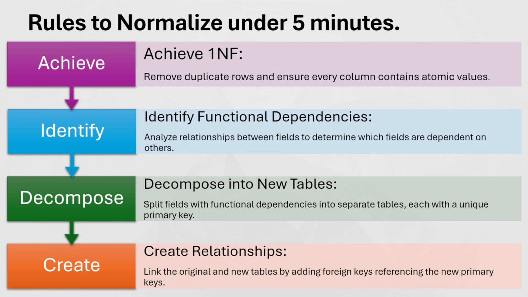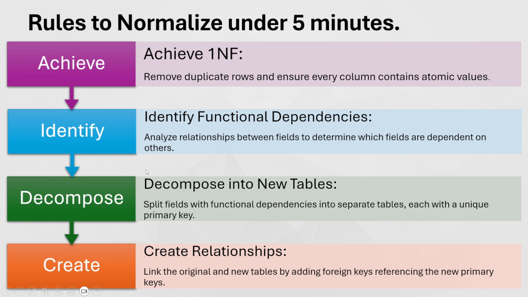As we said earlier, normalization can actually be done within a shorter period. Again, a maximum of 5 minutes, you'll be able to normalize a table. To do that, we're going to go over the rules that I proposed. The first rule says that we need to achieve 1NF. That means to remove duplicate rows and ensure that every column contains an atomic value. Next, you move to identify functional dependencies between the table. That means you need to analyze the relationship between fields and determine which field is dependent on the other.